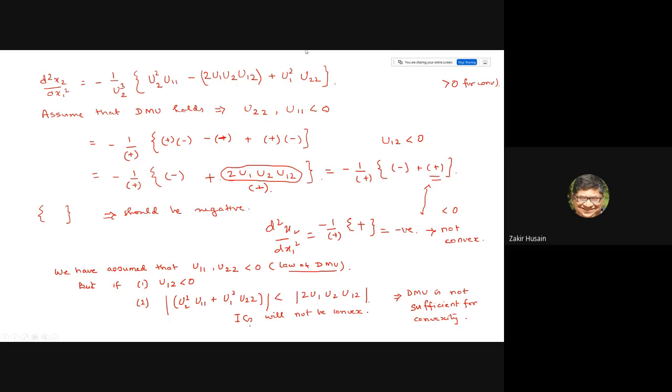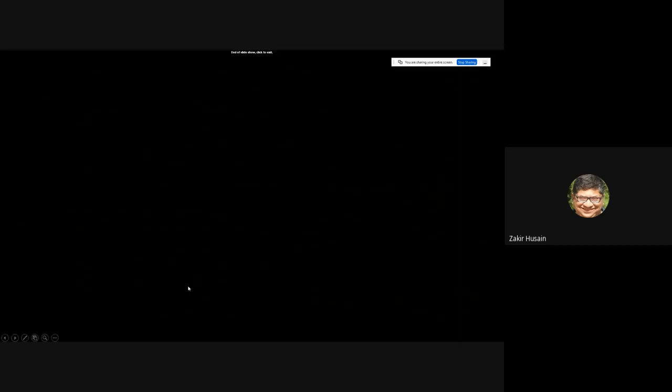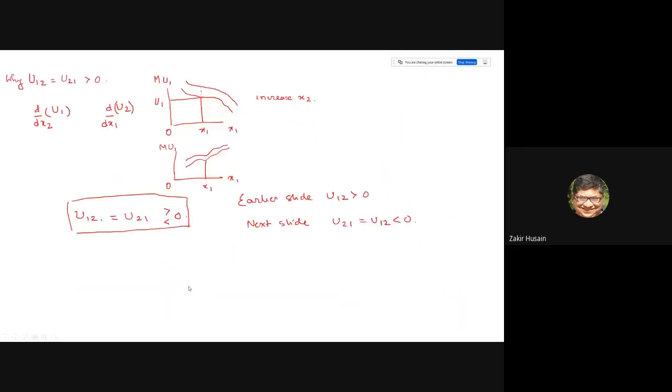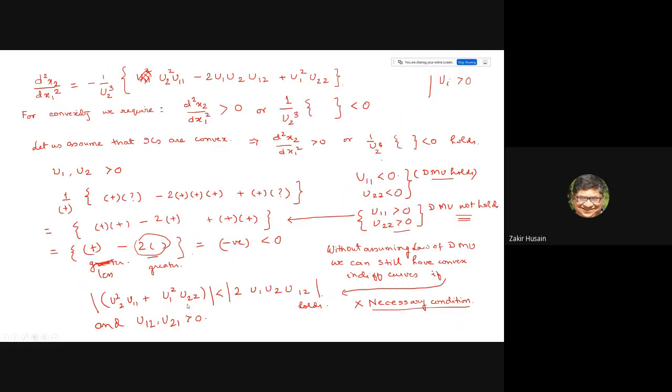So basically what we have is this one, U12. What is the sign of U12? And what is the value of U12? Here you see U12 is negative. Oh. And here you see U12 is positive. Okay? So that is one thing.